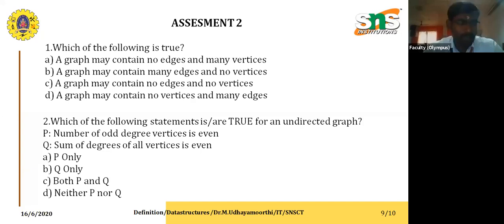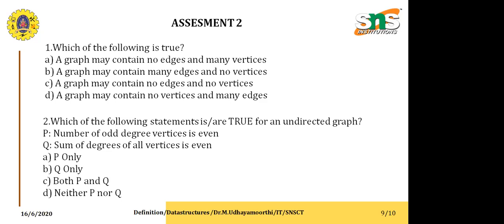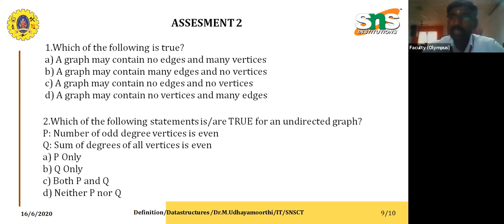A graph may contain many edges and no vertices. Assume for this condition how your graph might be. Or did you find any answer in this, whether all four are correct or all four are wrong? So option B is correct. Justify how you are saying option B is correct. Justify your answer.